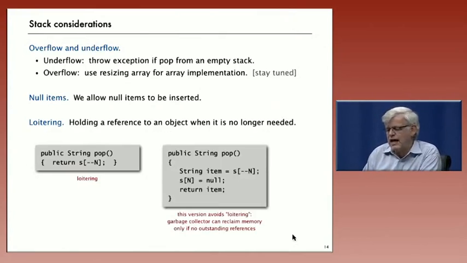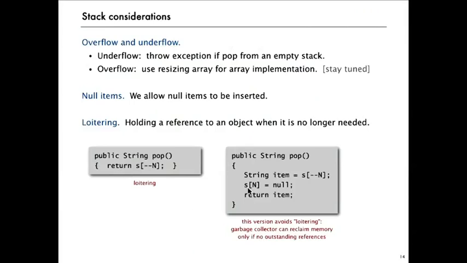So to avoid that and really allow the most efficient use of memory, it's best to set that removed item's entry to null, so there's no reference to the old item left there, and then the garbage collector can reclaim the memory since there are no outstanding references. So that's a detail, but an important one that we have to take care of in our implementations to make sure that we're getting the most efficient use of memory.